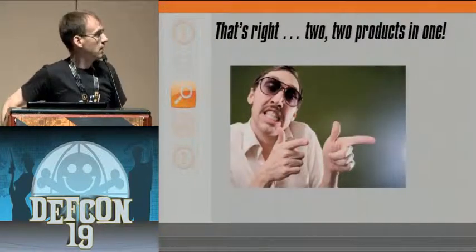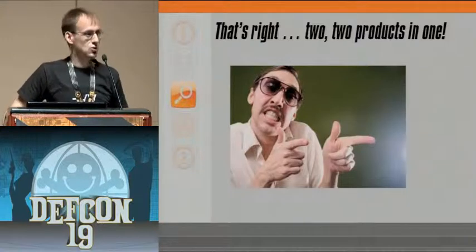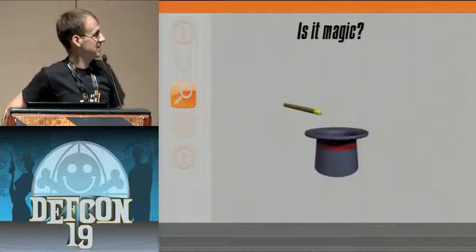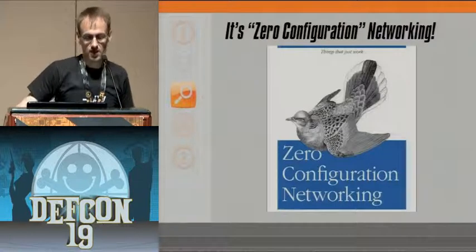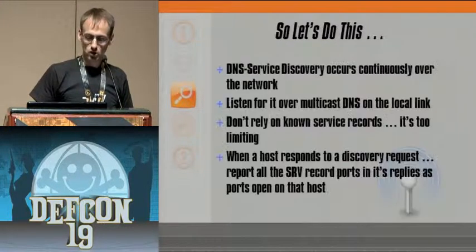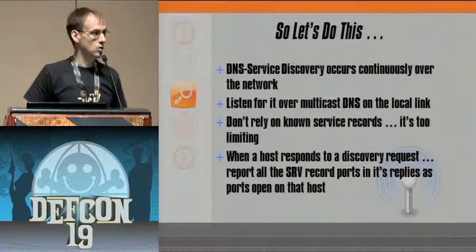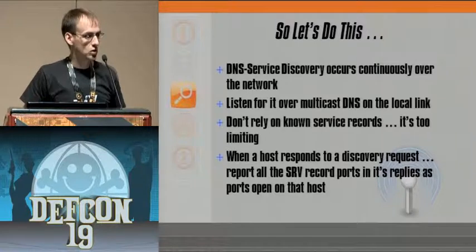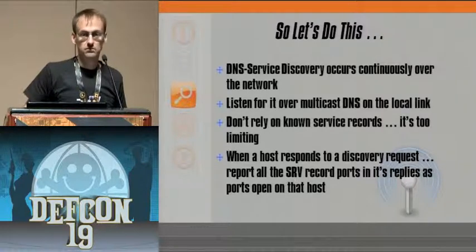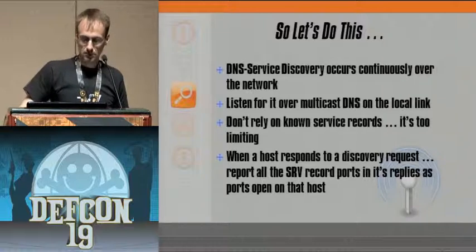So, multicast DNS, also running DNS service discovery, is two products in one. Is it magic? Nope. It's Apple's zero configuration networking. Thank you, Apple. So let's do this. DNS service discovery occurs continuously over the network. You want to make sure, for the user or for the software itself, that the list is fresh. So it's continually discovering this information out there, making sure that list is fresh for the software or for the user. So listen for it over multicast DNS, the DNS service discovery traffic.